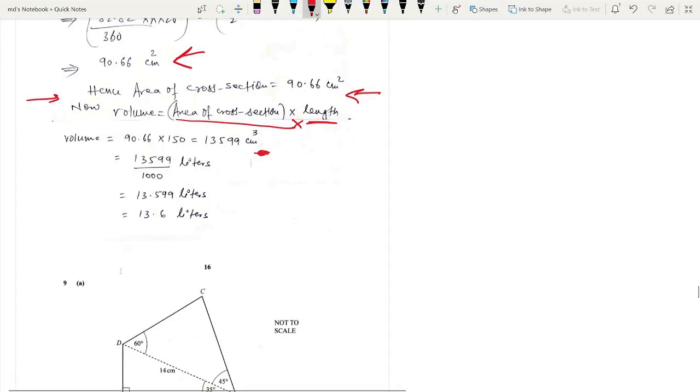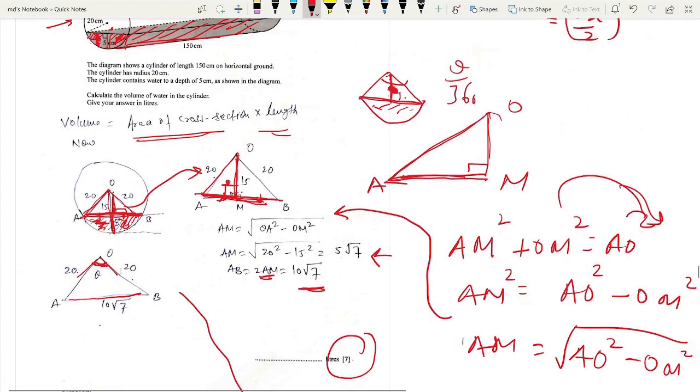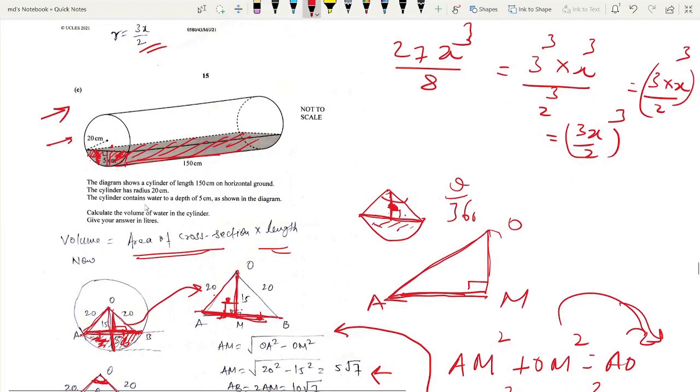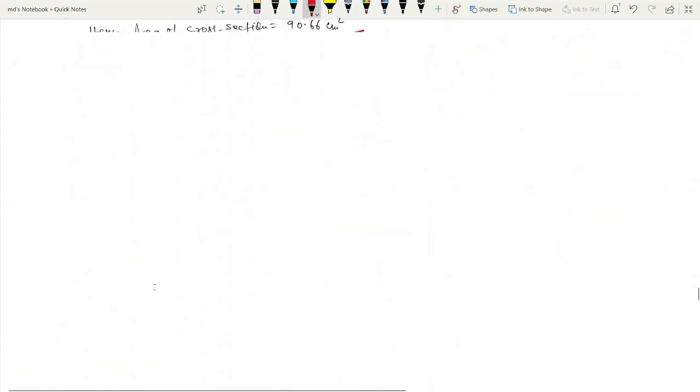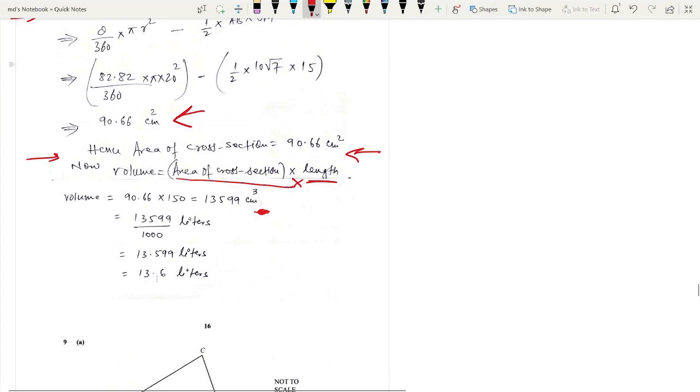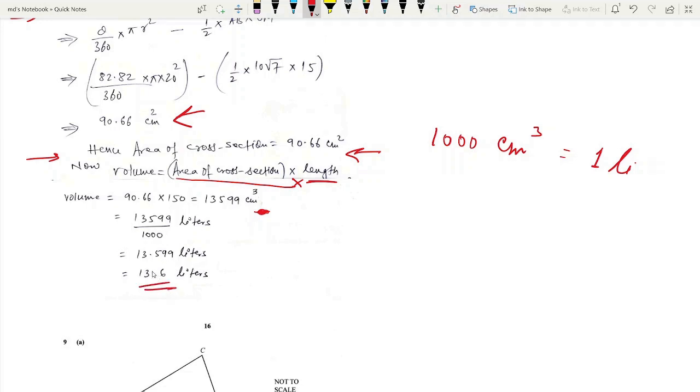But you can check your question. What does it say? It says we have to find the answer in terms of liters, right? So here again you have to apply one more concept, and we know 1000 centimeter cube equals 1 liter, right? So this is in centimeter cube. It means when we divide by 1000, then we can get liters. So 13.599 liters, approximately 13.6 liters.